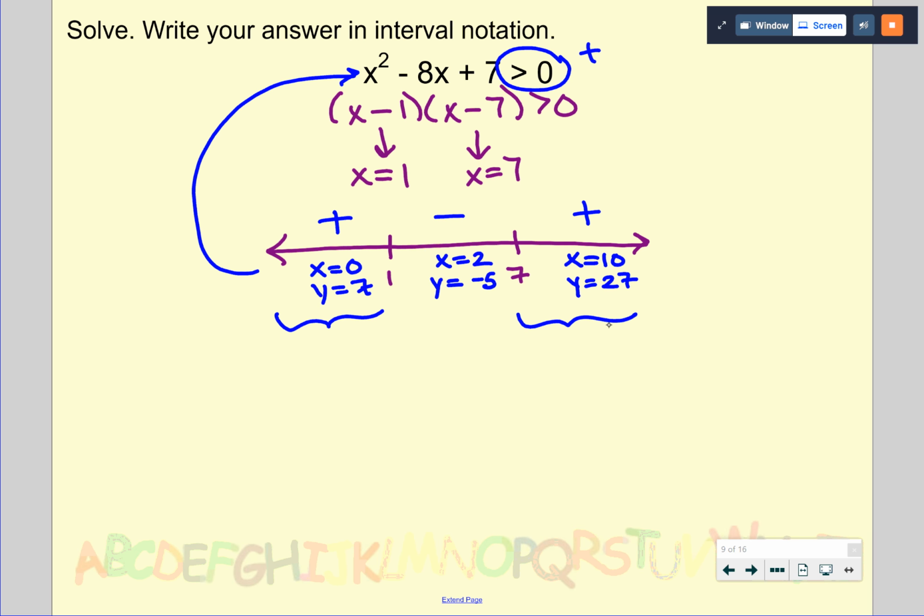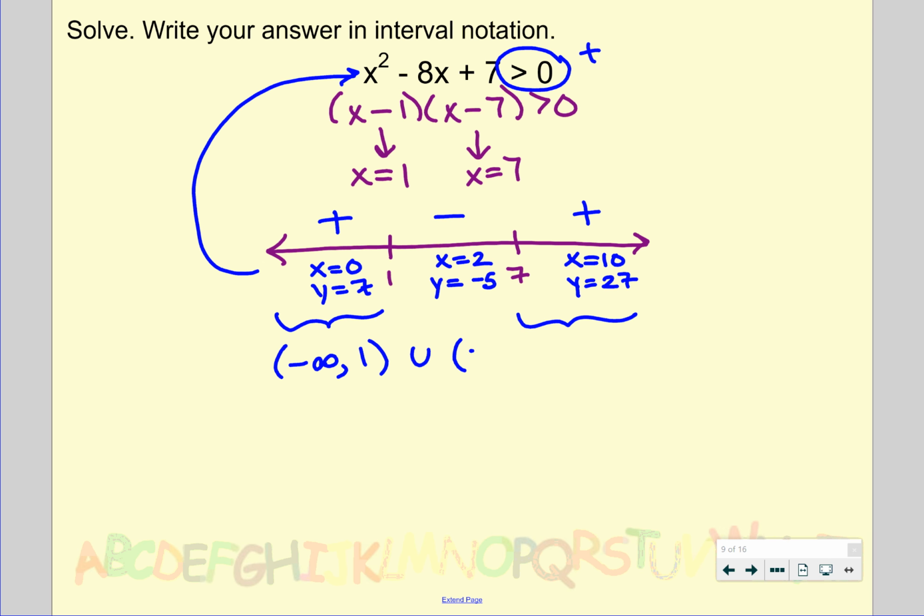Okay. Putting my answer now in interval notation. We use a parentheses if it's not equal to. We use a bracket if it's equal to. My inequality symbol is not equal to, so everything's going to be a parentheses in this one. So my answer is going to be negative infinity to 1, then my union, 7 to positive infinity. Okay, and that's our answer. Any questions on that?